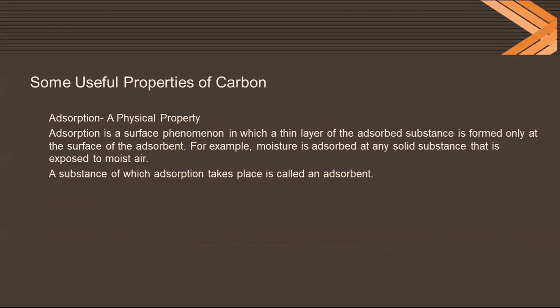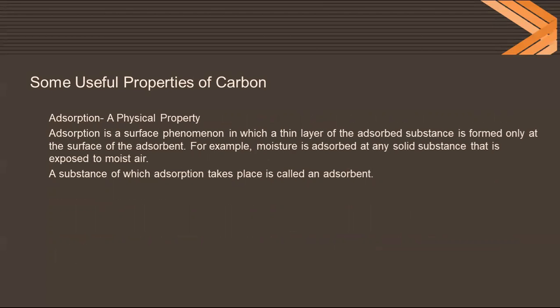The next topic is some useful properties of carbon. We have already discussed some properties and uses of different forms of carbon. So let us talk about a few more of its properties and its uses.